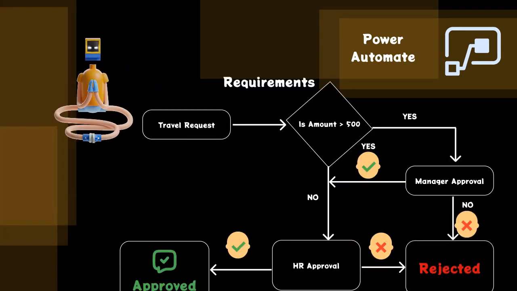Guys, this is the workflow of the requirements which comes from one of the business owners. And his requirements are, he wants a system to manage the travel request expense. So let's understand about this workflow.